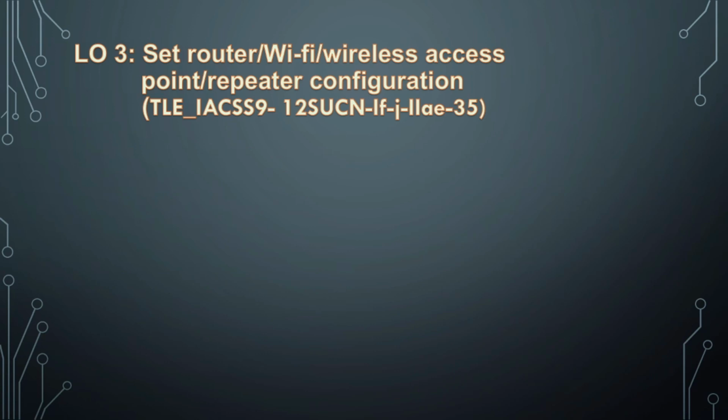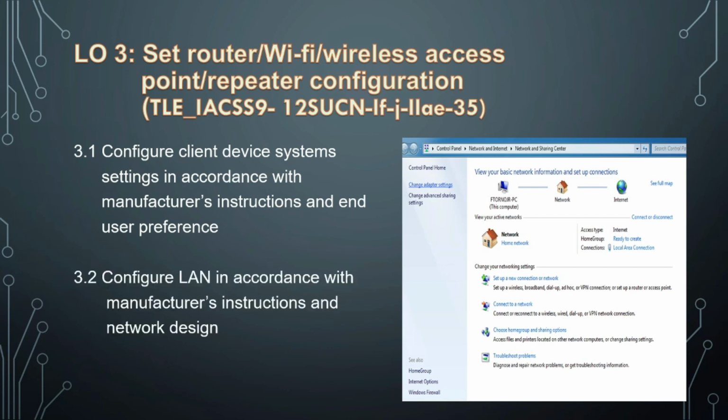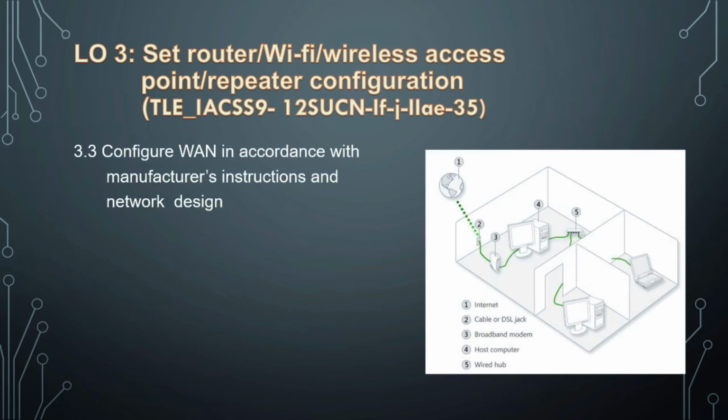Next is Learning Outcome 3, the set router, Wi-Fi, wireless access point, repeater configuration. First, you'll be able to configure client device system settings in accordance with manufacturer's instructions and end-user preference. Second, configure LAN or local area network in accordance with manufacturer's instruction and network design. Third, configure wide area network in accordance with manufacturer's instructions and network design.